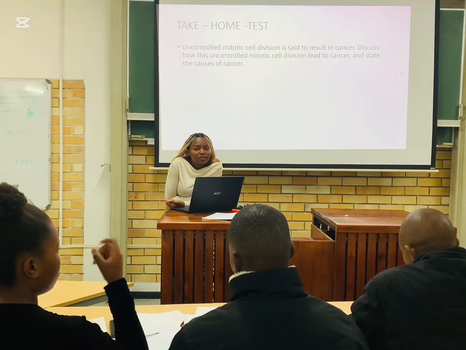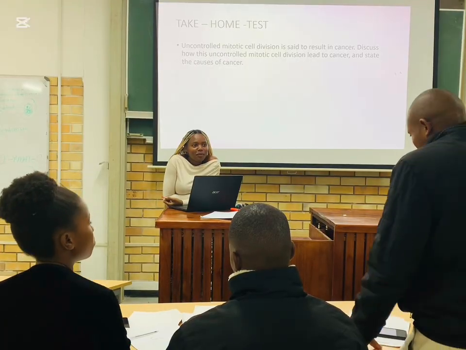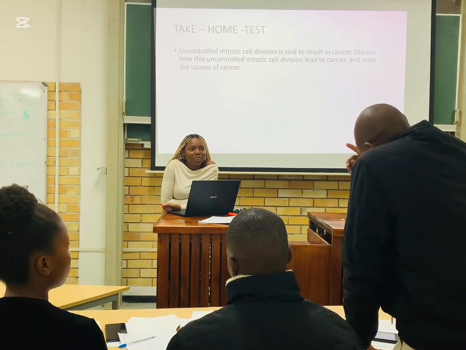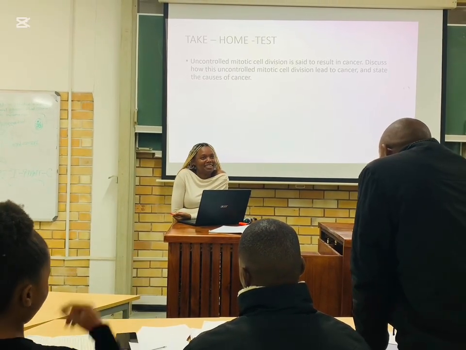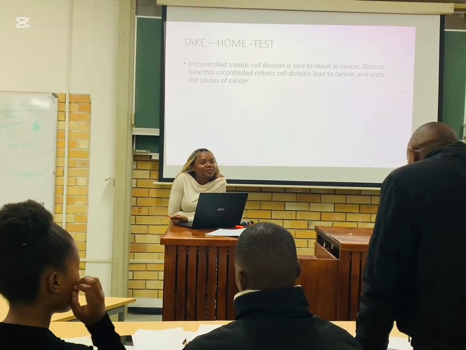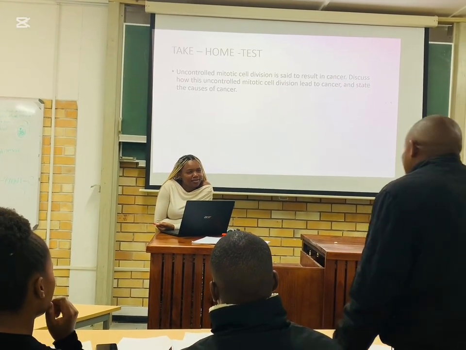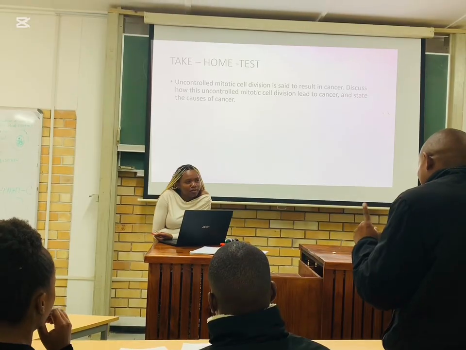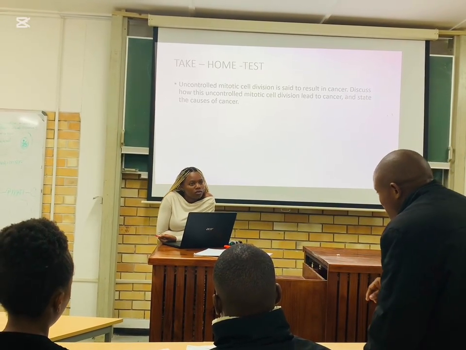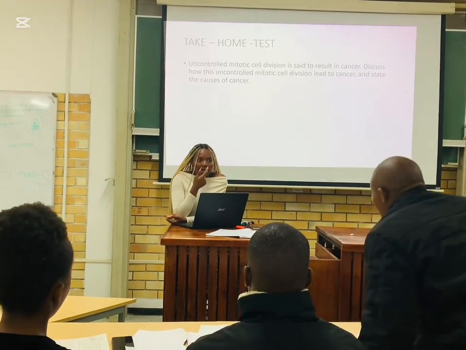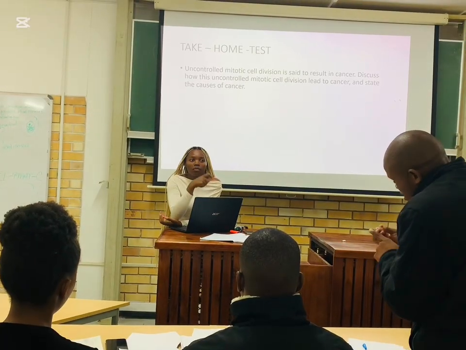A chromatid is one of the sister chromatids. A chromosome is made up of two equal sister chromatids, which are joined together by a centromere. Okay, so a chromosome is made up of sister chromatids which are joined together by a centromere.